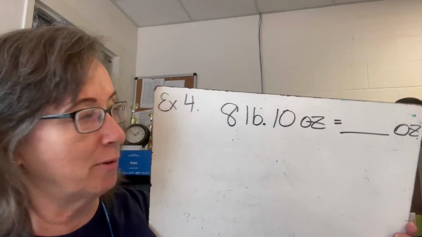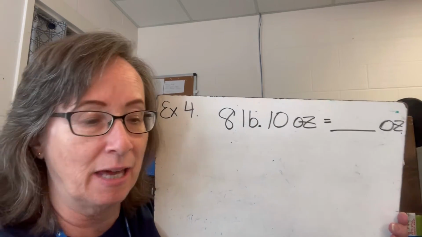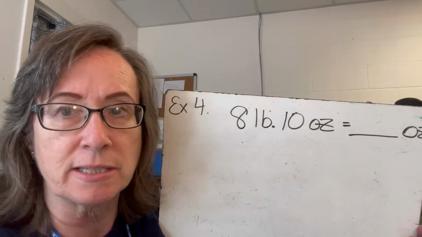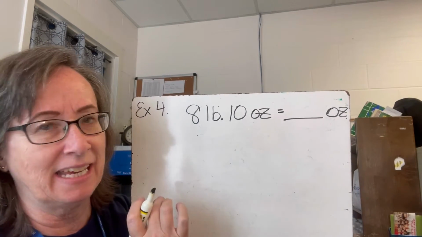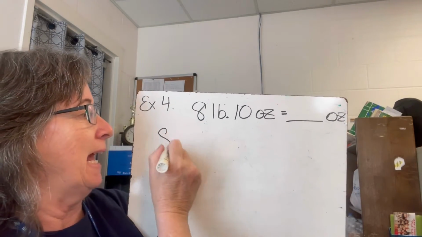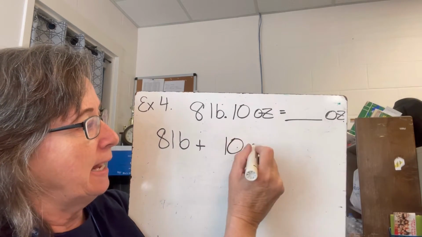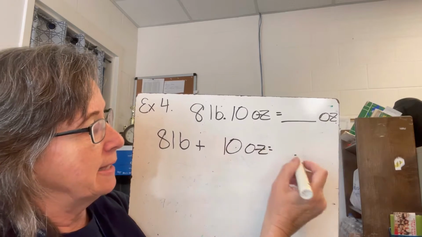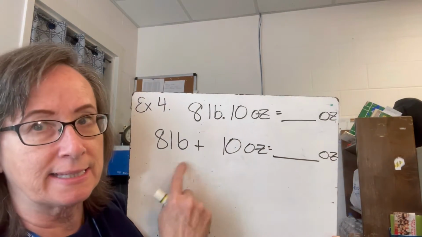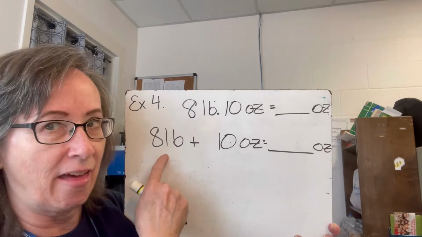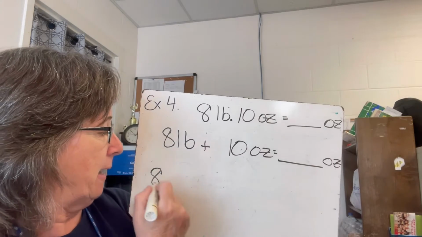Okay, here's example 4. James weighed 8 pounds 10 ounces at birth. How many ounces did James weigh? Okay, so we already have the 10 in ounces. So let's just say 8 pounds plus 10 ounces is how many ounces? So we're really going to treat these separately. So let's just take this one and figure out how many ounces it is. So let's start with 8 pounds.